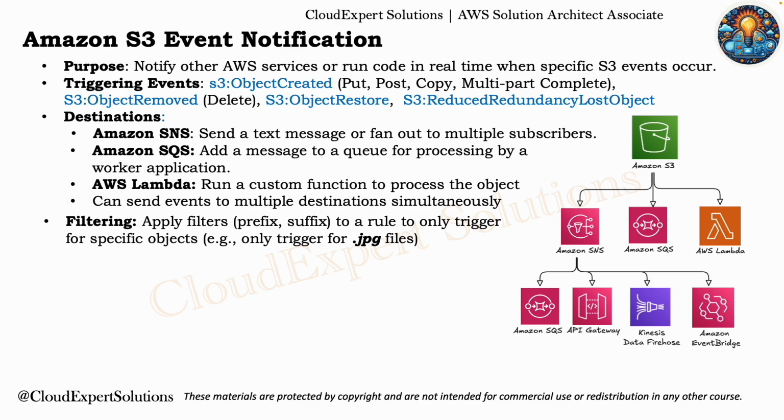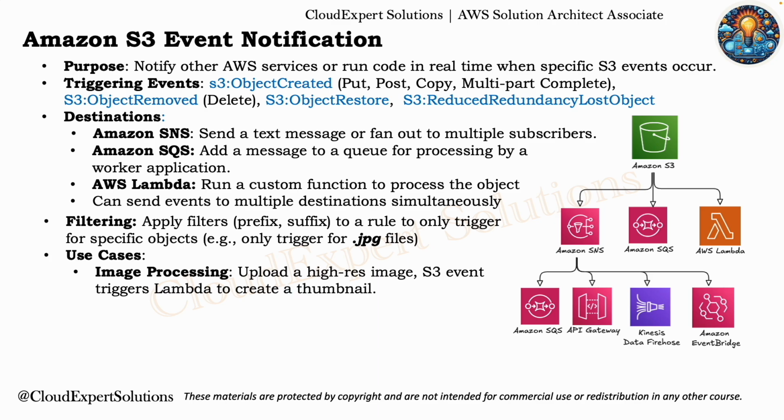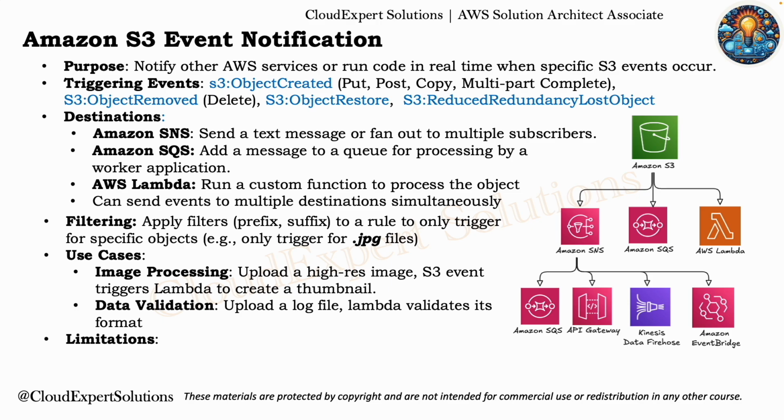Now let's review some use cases. A classic use case is image processing. Maybe a user uploads a high resolution photo to your S3 bucket. Then an event notification triggers a Lambda function that automatically creates a low resolution thumbnail for the image. You can also upload a log file or any type of file, and you can have a custom Lambda function to validate that file. For the AWS certification, you should be aware of a few limitations.